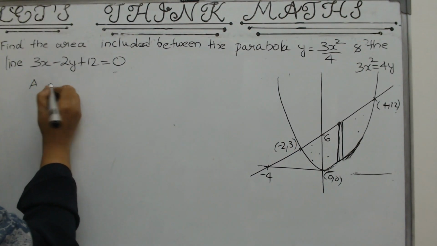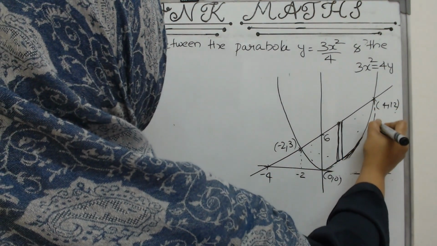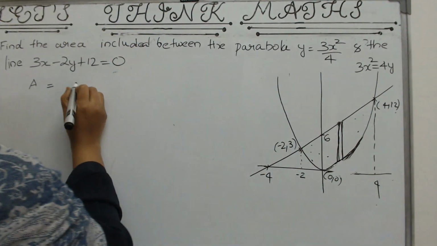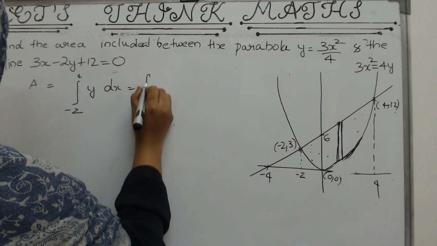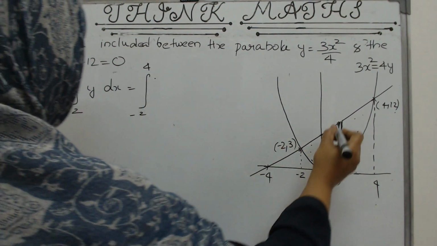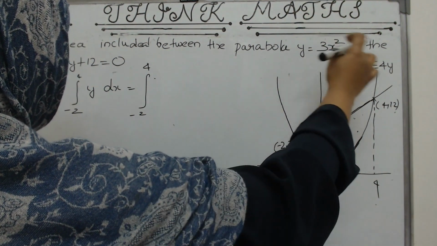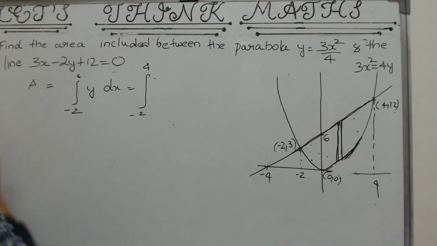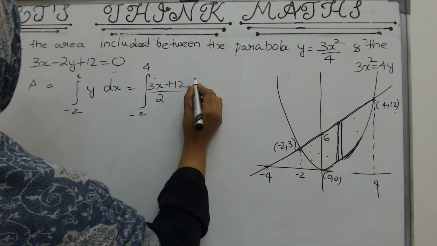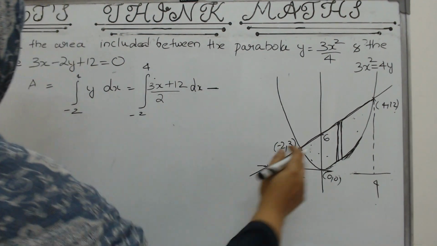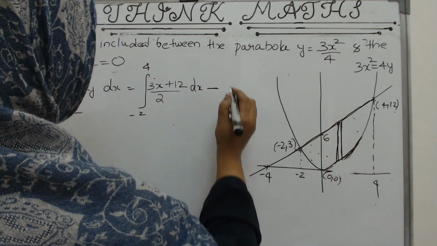What is the required area? The area we have to integrate is from x equal to -2 to x equal to 4. So these are our limits, y dx. But then what is your y? Look at what your y is. The upper part is given by the line. Where is the line? Here you have your line. From that you get y equal to (3x + 12)/2 dx, minus the area covered by the parabola.